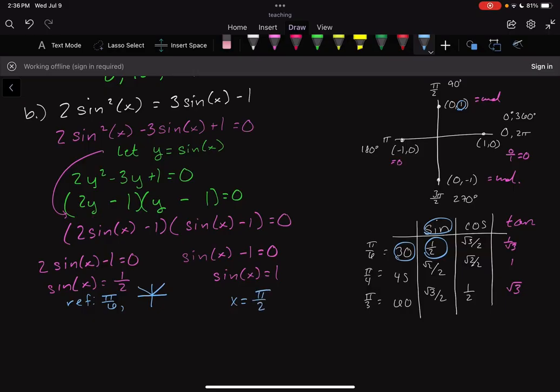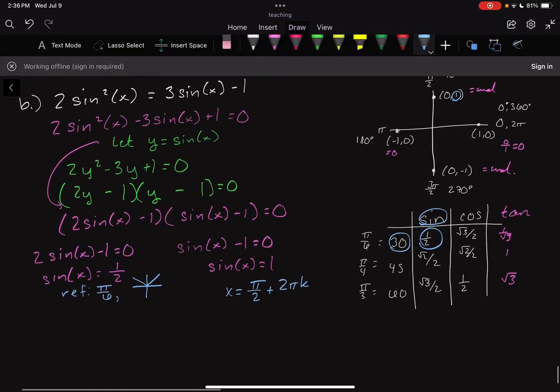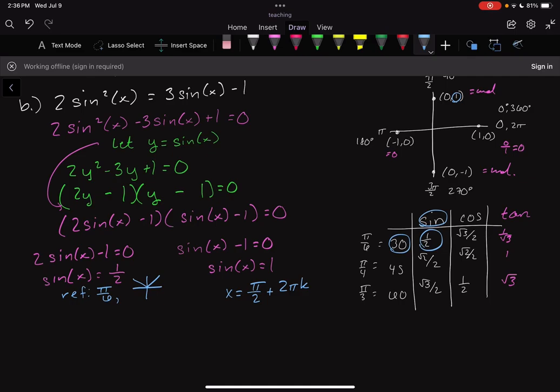So this one's a little quicker to solve. It would be pi over 2 plus, don't forget the 2 pi k. Just in case it wants all values, you always want to write that and then maybe just get rid of it at the end if you don't need it. Sine x equals 1/2, so my quadrant 1 answer is pi over 6 plus 2 pi k. And my quadrant 2 answer is going to be 5 pi over 6 plus 2 pi k.